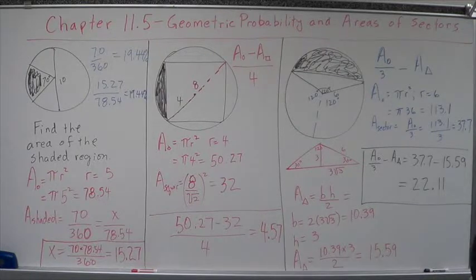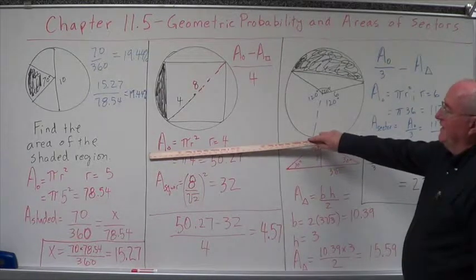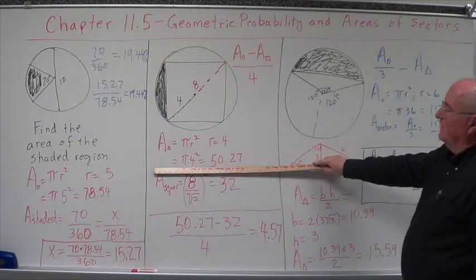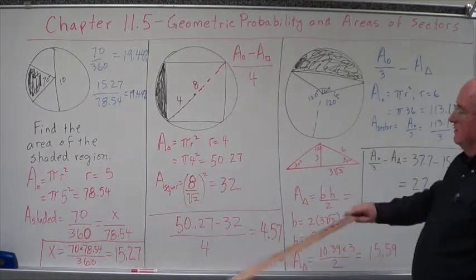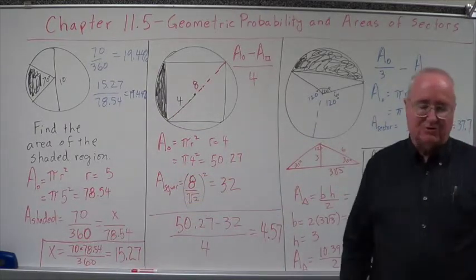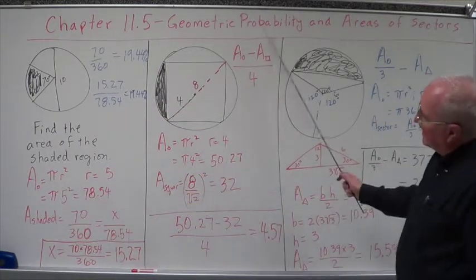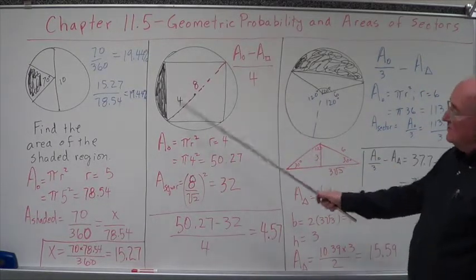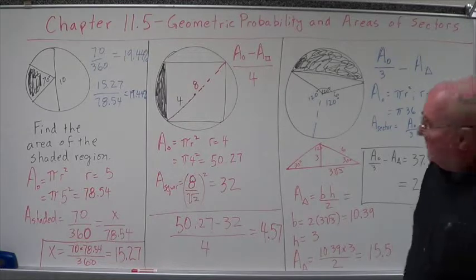So let's do what we got. Area of the circle is pi r squared. R is 4. Pi times 4 squared is 50.27. Okay, we're good there. Now the square. What is the area of the square? Well, the entire diagonal is 8. What's one side? That's a special right triangle. What do we know about that triangle?